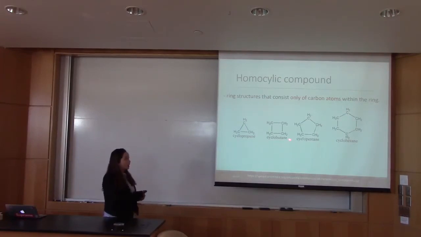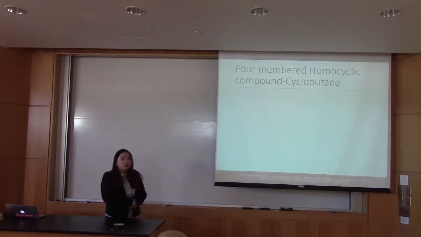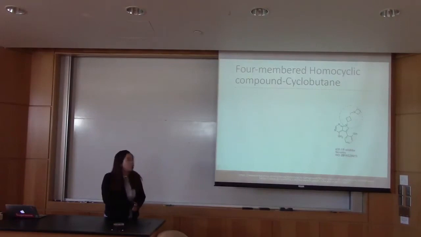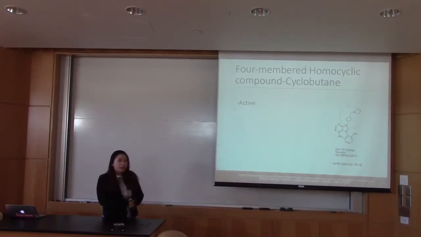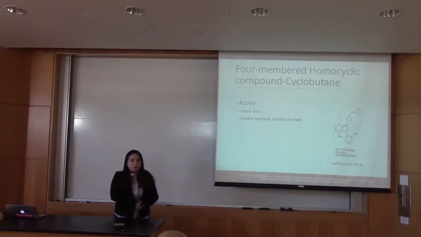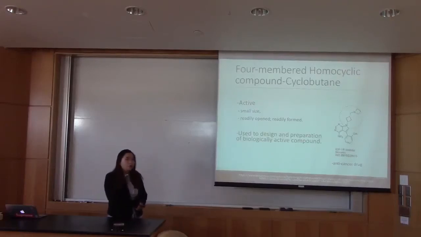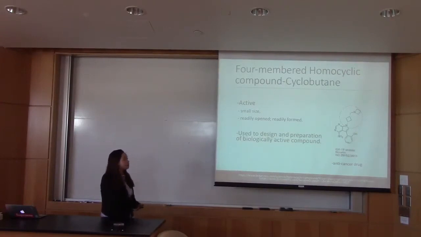Today, I will introduce cyclobutenes. Cyclobutene is the 4-membered ring, and there is the IGF-1R inhibitor, which contains a 4-membered ring here, and this is an anti-cancer drug. And compared with 6-membered rings and 5-membered rings, the 4-membered ring has a smaller size, so it is very active and rapidly opens and rapidly forms. And so this is always used in the design and preparation of biologically active compounds.